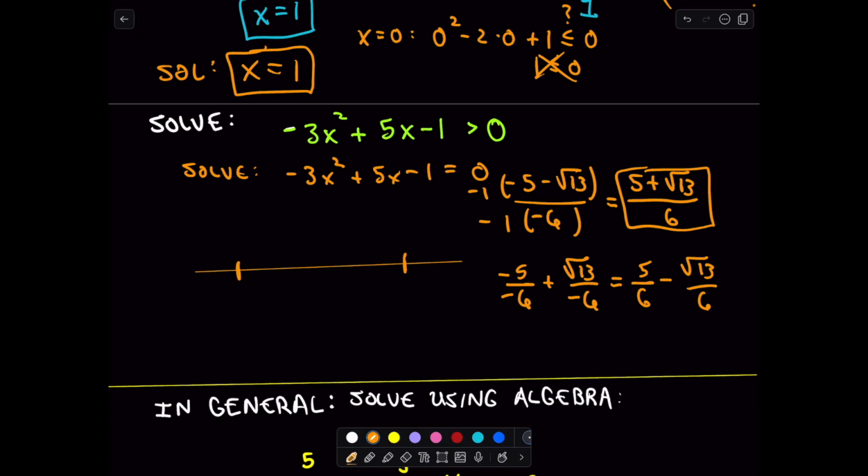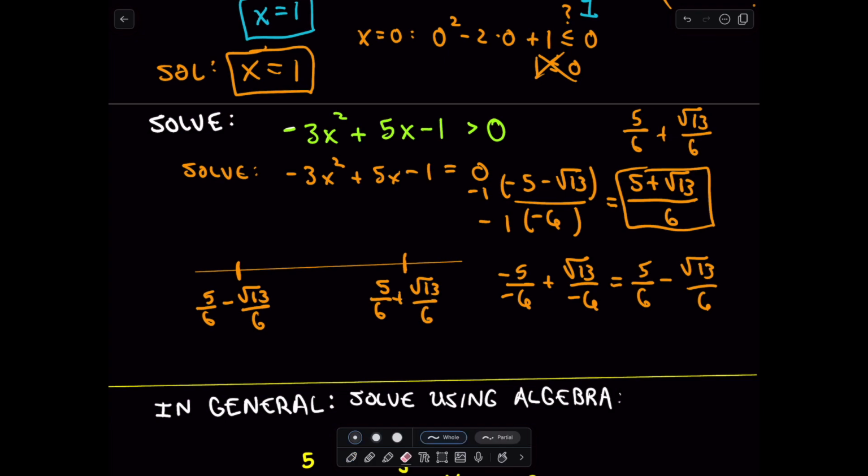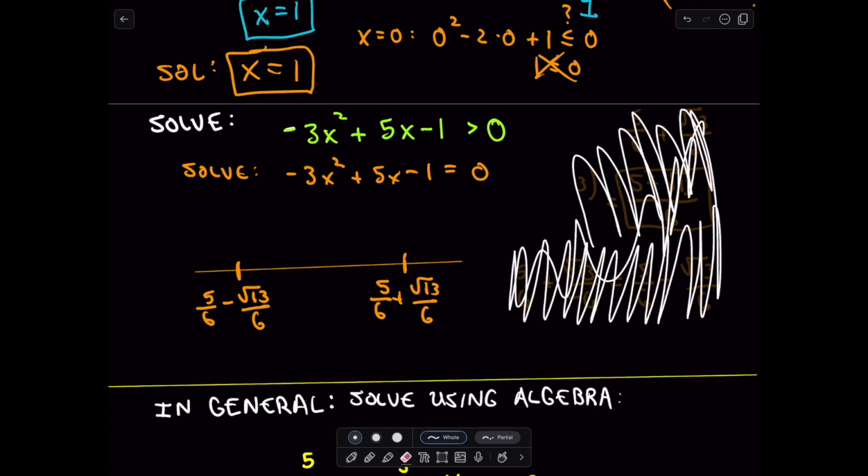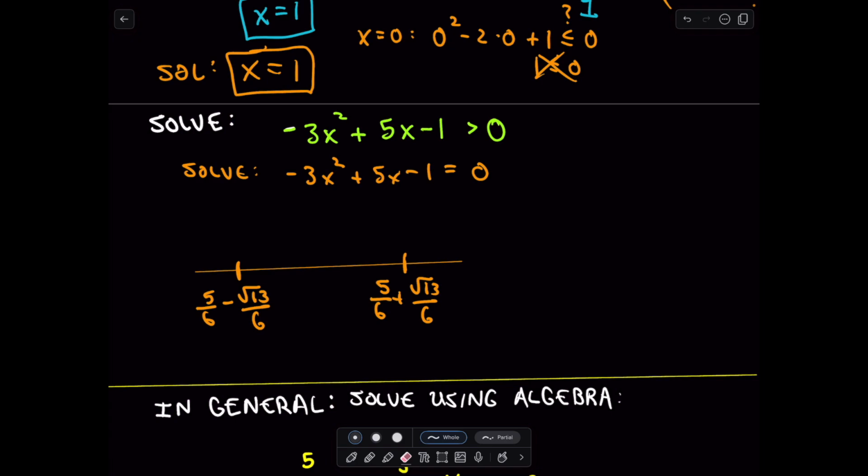Okay, so I've got these two numbers, and notice I could rewrite my first one as 5 over 6 plus the square root of 13 over 6. Okay, so we've got 5 over 6 minus the square root of 13 over 6. That's one number. And then we have 5 over 6 plus the square root of 13 over 6. Okay. So now we've got to take some test values. So again, this is what I would be doing without a calculator. If you peeked over at me, all of those negatives just made me nervous.